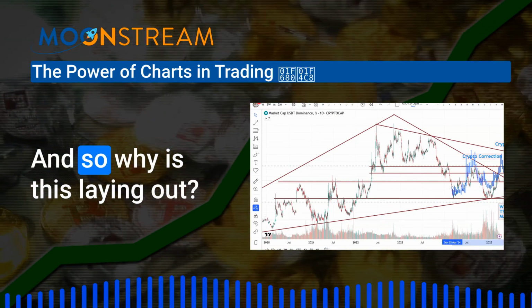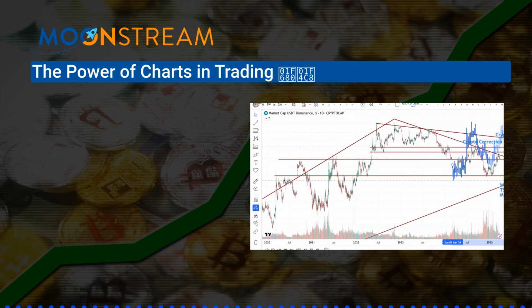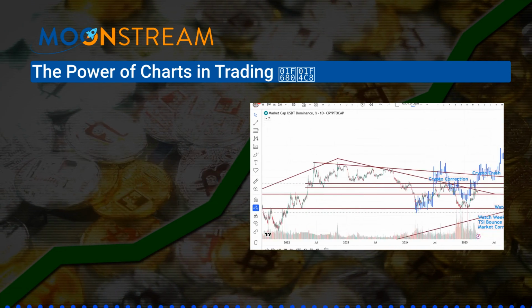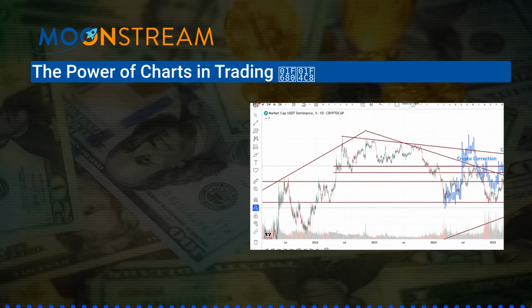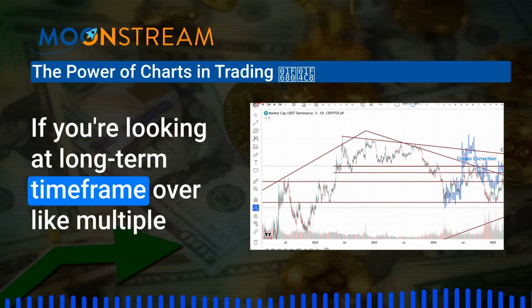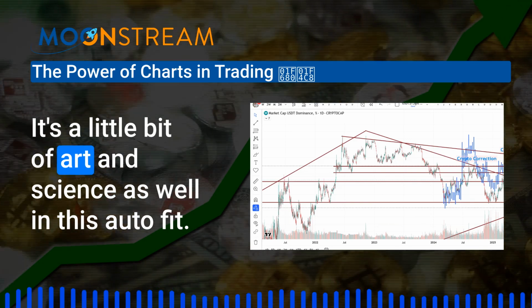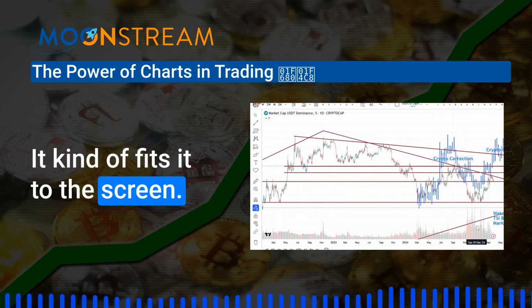And so, why is this laying out? I think I need it in logarithmic mode. Somehow that got out. Okay, now I can resize it. Somehow it got out of log mode. All right, there you go. If you're not familiar, by the way, down here in the right corner, if you're looking at a long-term time frame over like multiple years, you should be in logarithmic mode. It's a little bit of art and science as well. In this auto fit, it kind of fits it to the screen.